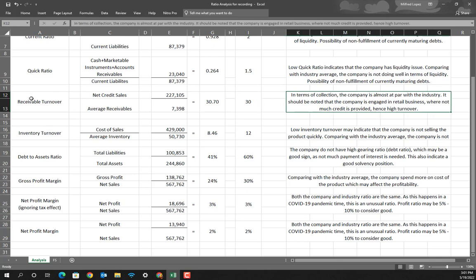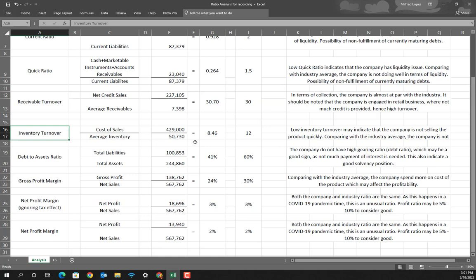Be mindful that Walmart is a retail industry, and most of the sales, or rather the majority, will be cash. So there might be some credit sales happening, especially with their trusted customers.